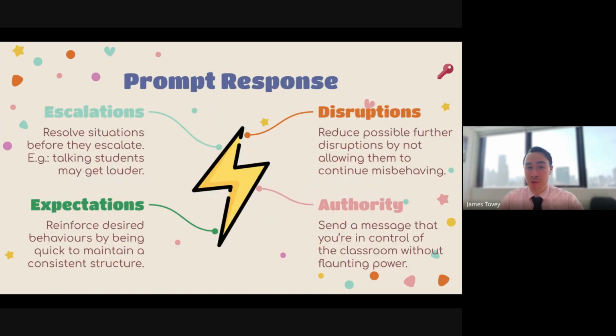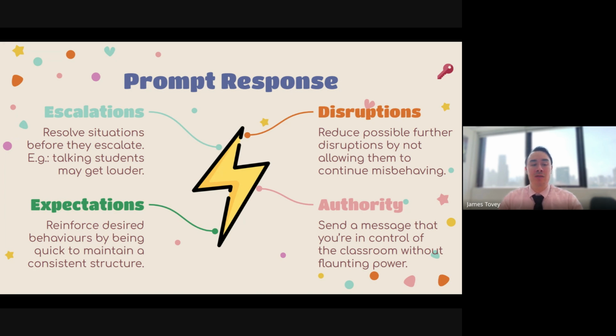Okay, so a prompt response is good for several reasons. If you can resolve a situation before it escalates, then that's ideal, because you don't want an escalated situation, do you? So maybe, for example, students are talking. If you let them continue talking, then maybe they start talking louder. Maybe more people start talking with them, or it turns into huge laughter or something like that. So you need to address it quickly so that they can't have the opportunity to escalate that situation.